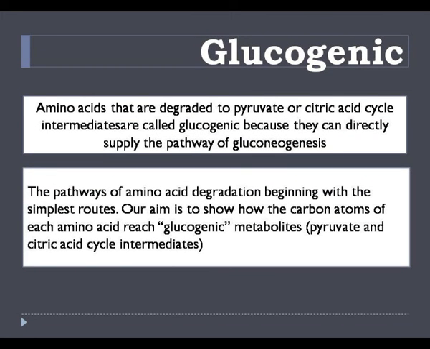In amino acid catabolism, amino acids that are degraded to pyruvate or citric acid cycle intermediates are called glucogenic because they can directly supply the pathway of gluconeogenesis. These are the pathways of amino acid degradation, beginning with the simplest routes. Our aim is to show how the carbon atoms of each amino acid reach glucogenic metabolites, pyruvate and citric acid cycle intermediates.